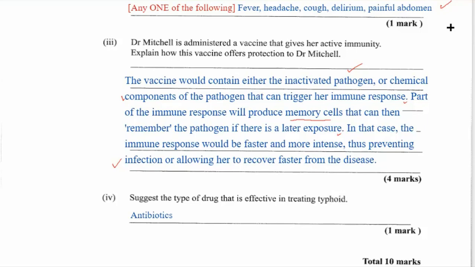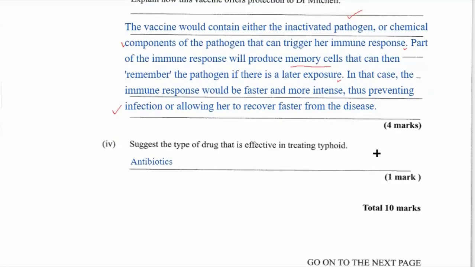It would prevent infection. In other words, it would deal with the pathogen so quickly that the pathogen doesn't even get a chance to establish itself. That's what they mean by it prevents infection. Or if it does get a chance to establish itself in your body, it can still deal with it, eject it, and allow recovery. And the type of drug: it's a bacterium, so therefore the type of drug would be antibiotics.